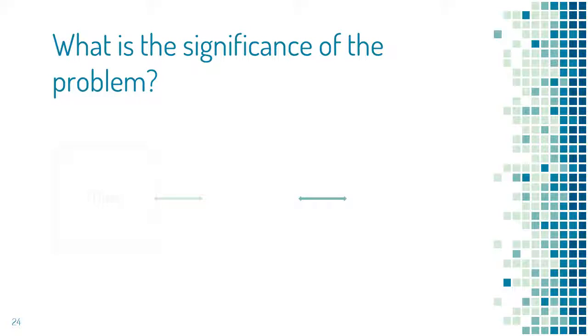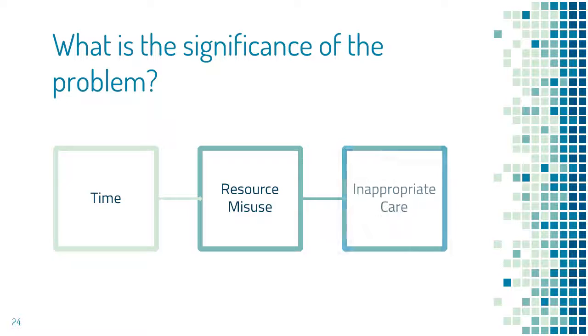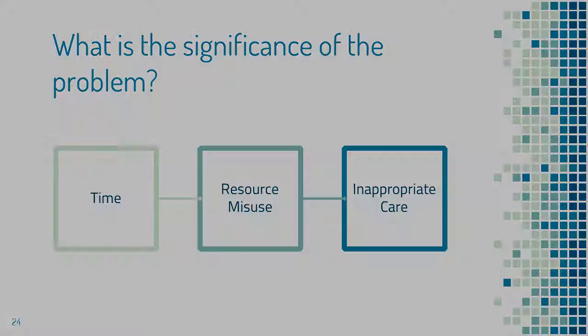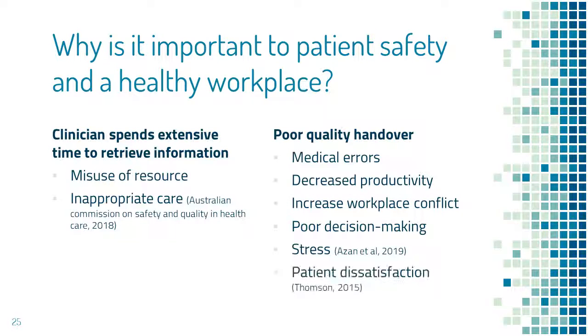Firstly, clinicians spend extensive time to retrieve relevant and correct information from other sources, therefore increasing the possibility of poor use or misuse of resources such as work time or tests, and inappropriate care. Poor quality handover causes ineffective communication, which can lead to medical errors, hinder clinical and non-clinical productivity, increase workplace conflict, poor decision making in both clinicians and patients, and stress.